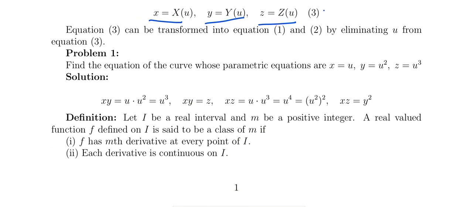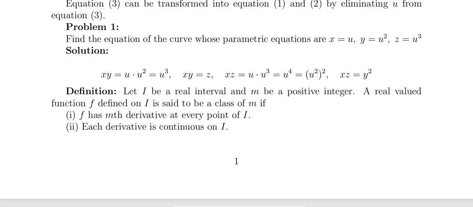Find the equation of the curve whose parametric equation is given by x equal to u, y equal to u square, z equal to u cube. Now how to express xy? xy is u into u square, that is u cube. And u cube is z. So xy equal to z. From this, xz equal to u power 4. y is u square.